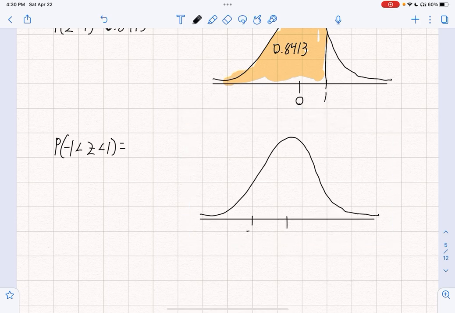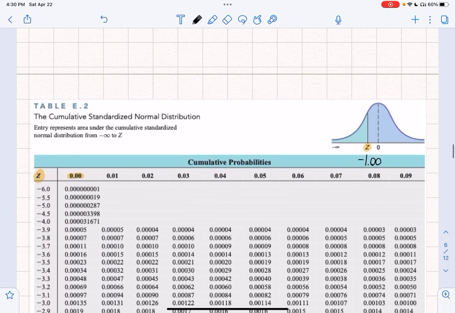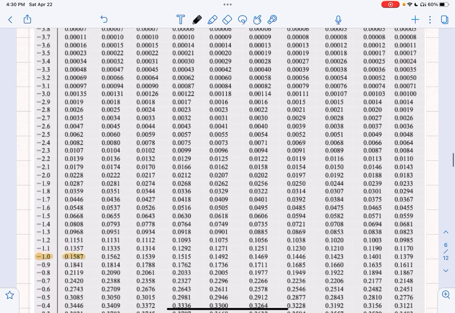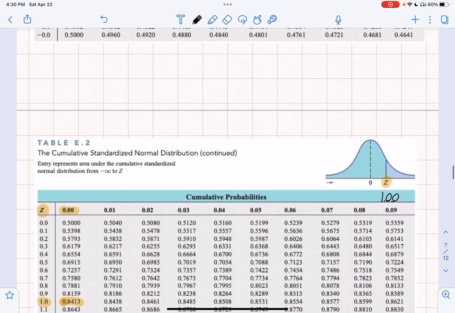Okay, so we want -1 here and +1 here. And now I want the area in between these two values. So we want this right here. And we know it's still centered on 0. Okay, well, here neither of our tables give us the ability to look that probability up.